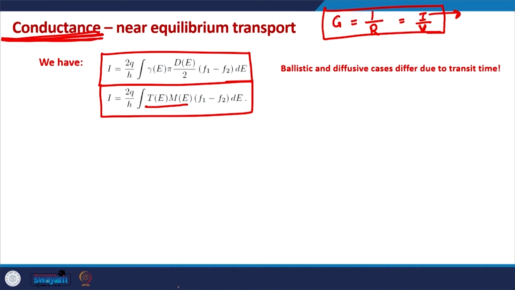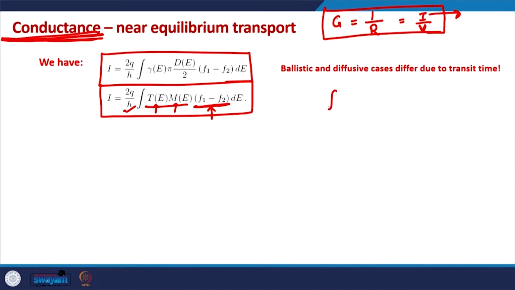If we assume a near equilibrium situation, in that case we can find out f1 minus f2 in a clean way actually, because we know what is Me, we know what is Te now. This is just a constant, we just need to find out the f1 minus f2 term, this difference term.